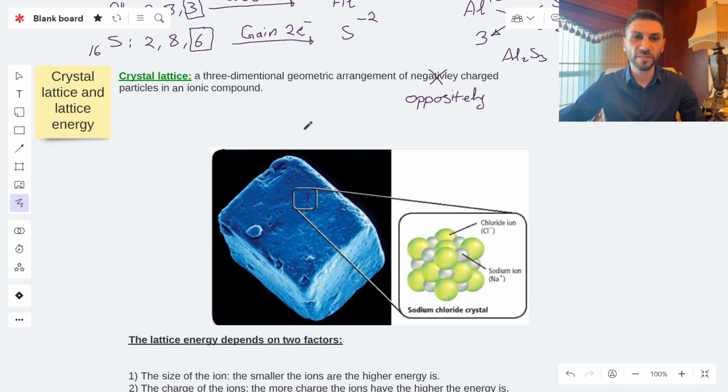That means the negative and the positive. So again, it's the three-dimensional geometric arrangement of the oppositely charged particles in the ionic compound.